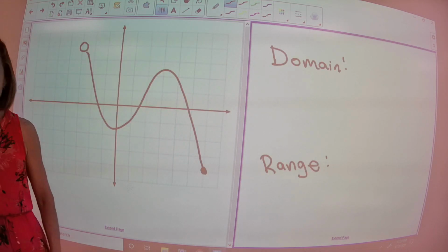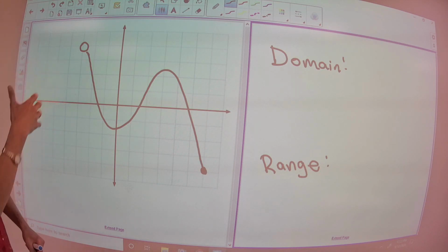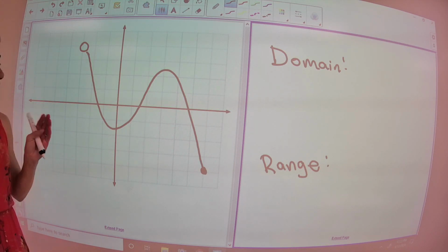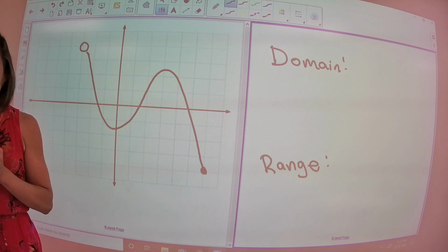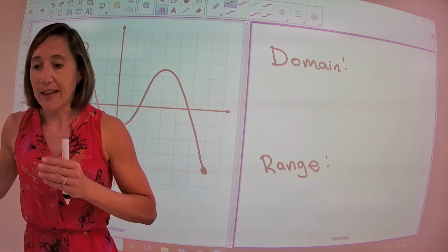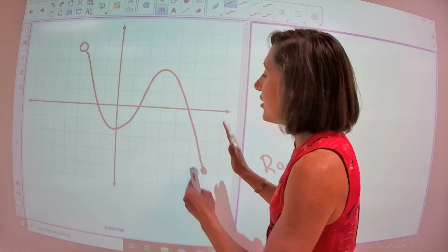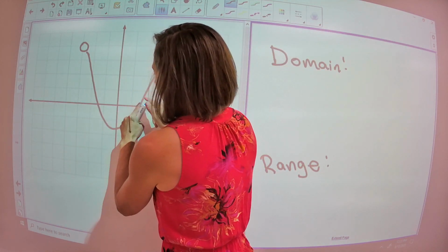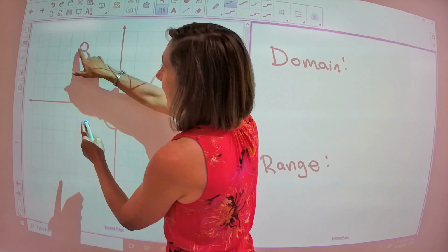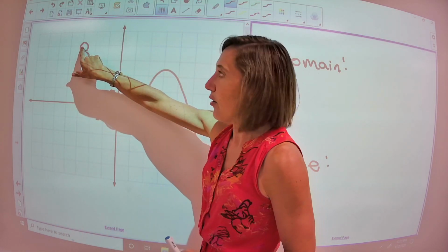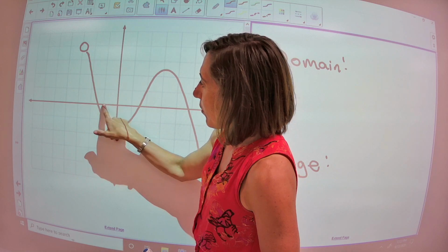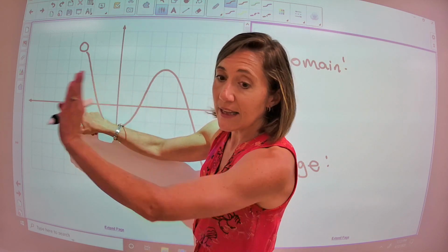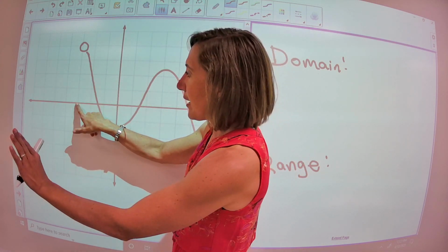Ooh, this is a fun graph. Okay, so if you look at this, we have crazy stuff happening in the middle, but we just want to look at the domain and range of it. So domain is how far to the left and how far to the right. So how far to the left does this go? Well, I'm moving to the left, and here's the farthest left that it goes. So that value would be 1, 2, 3 spaces to the left, so that would be -3.